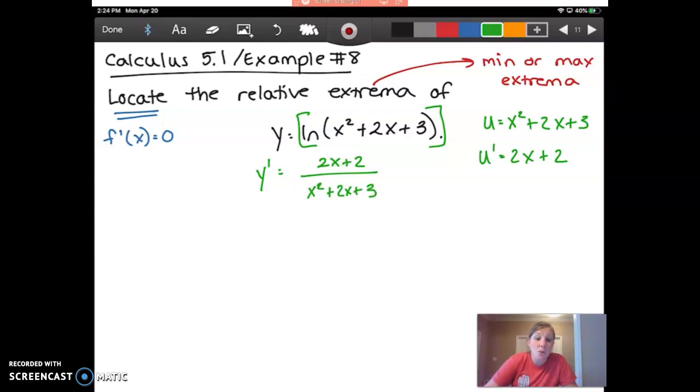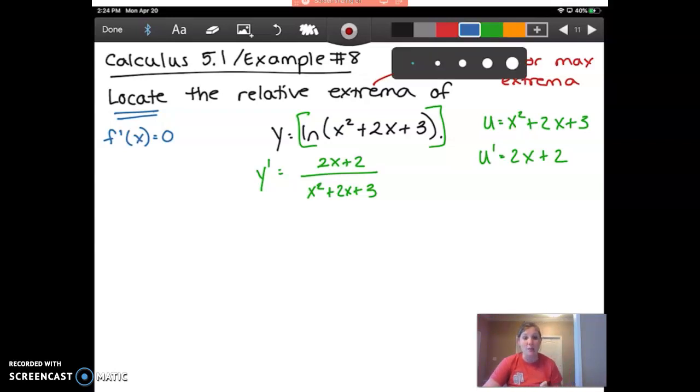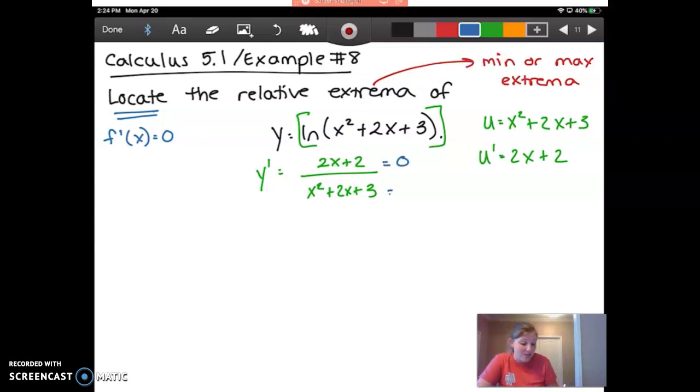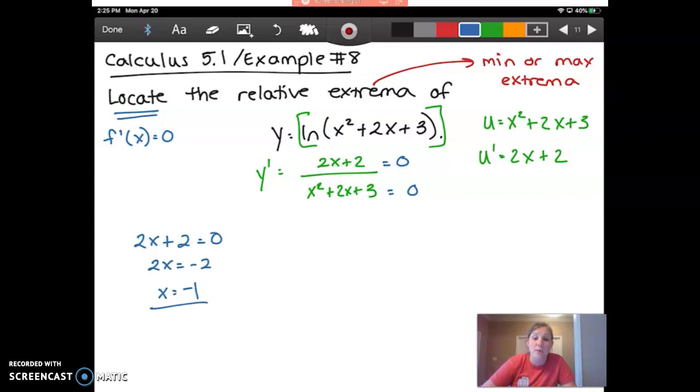Now, in order to determine what the relative extrema are, we're going to take this first derivative and set it equal to 0, like what we talked about at the very beginning. So in order to set this equal to 0, I have to set the numerator and denominator both equal to 0 to find all of the critical numbers. When I set 2x plus 2 equals 0, life is incredibly easy because I get 2x equals negative 2, which gives me x equals negative 1, a possible critical number.